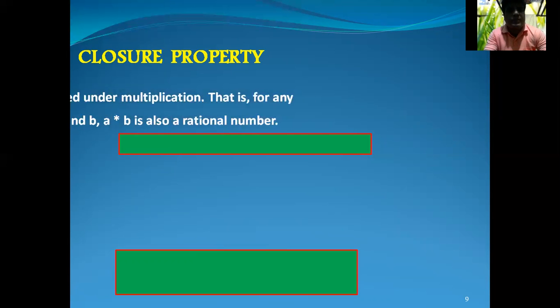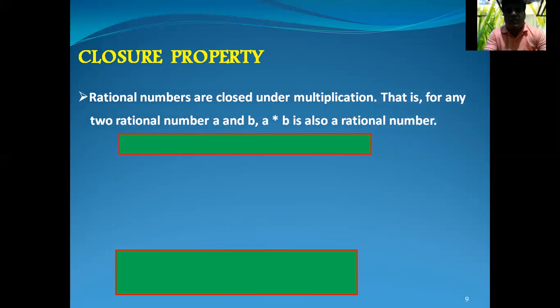In this closure property, the rational numbers are closed under multiplication. That is, for any two rational numbers a and b, a multiplied by b is also a rational number. For example, 5 into 3 equal to 15 is a rational number.